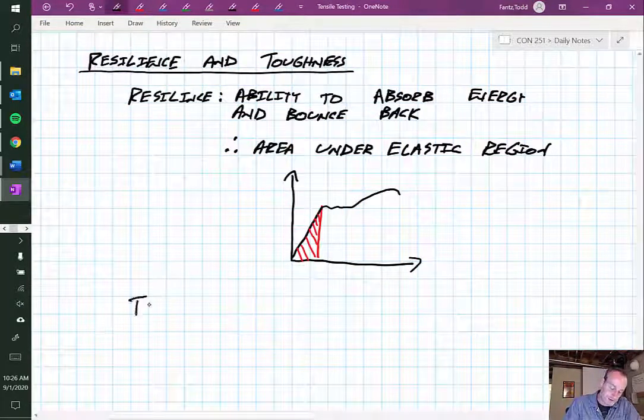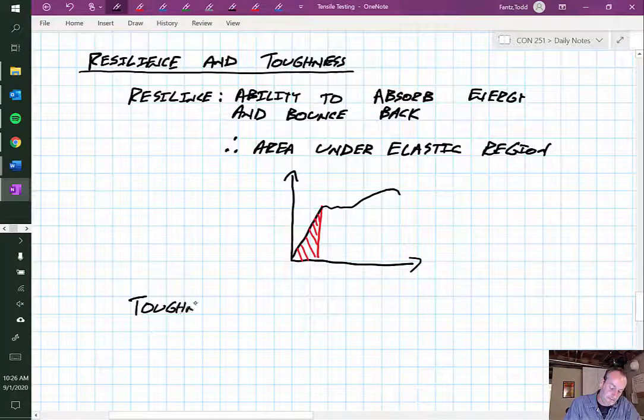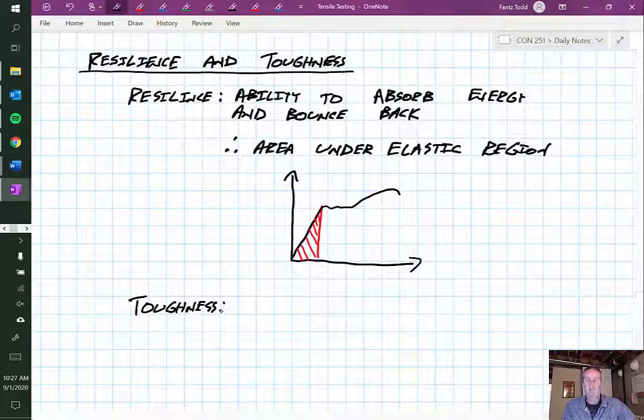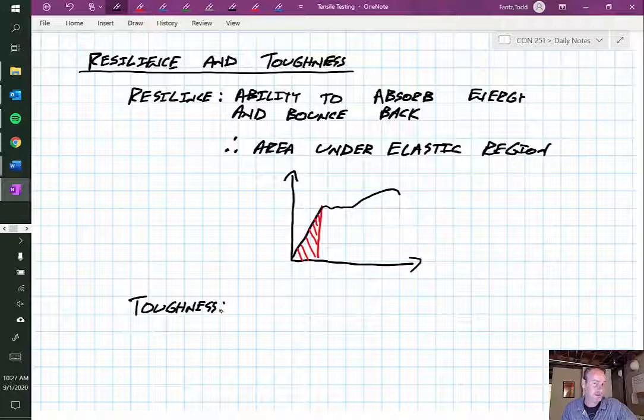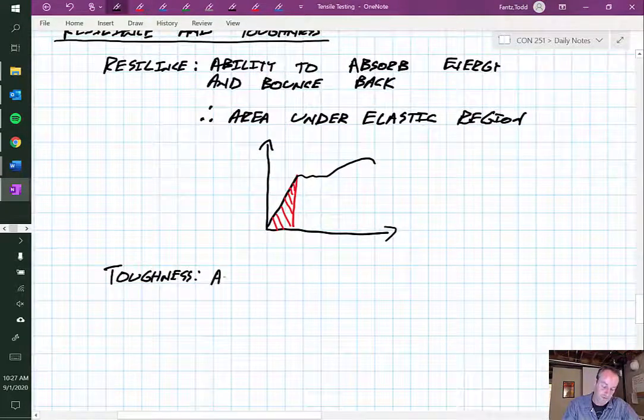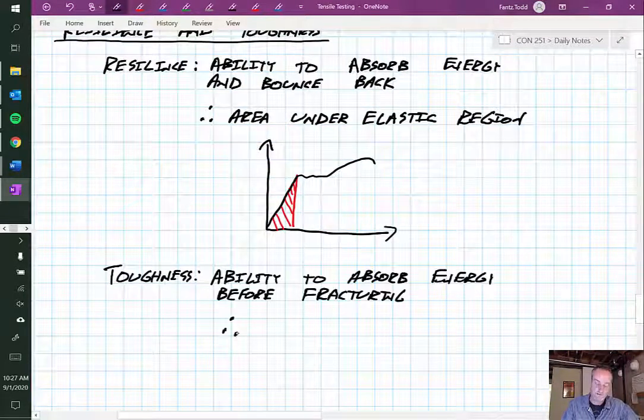Now, we also have this concept of toughness. Toughness is the ability to absorb the total amount of energy before failure. So this is more like we were talking about with the earthquake bit, right? How much energy can steel absorb before fracturing. So this would be the area under the entire curve.